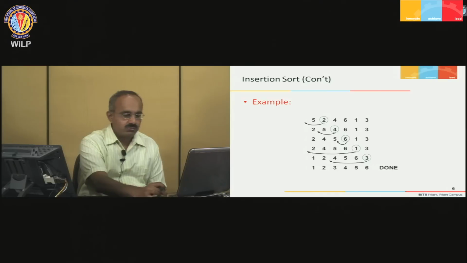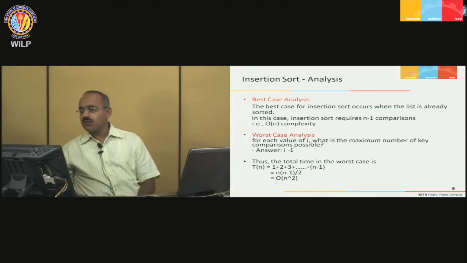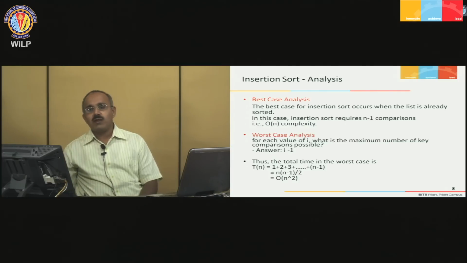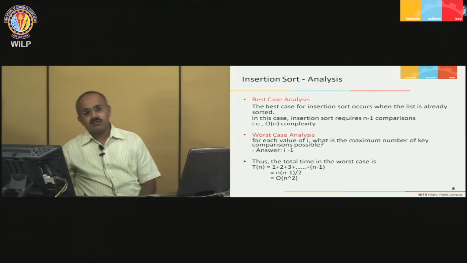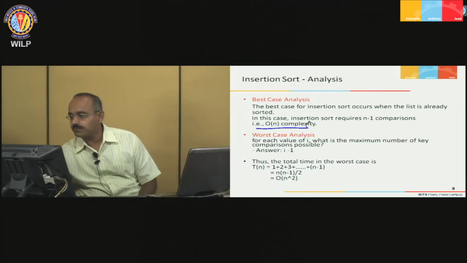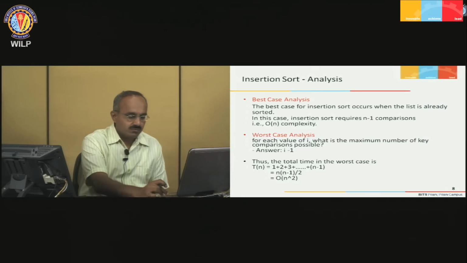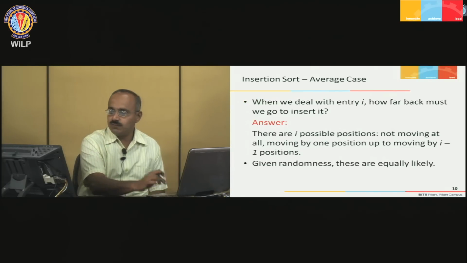So, the best case occurs when the list is already sorted, and in this case you require n minus 1 comparisons, that means it is of order n. So, it is an order n complexity. That is the best case of your algorithm. Now, let us try to imagine what the worst case analysis is going to be.